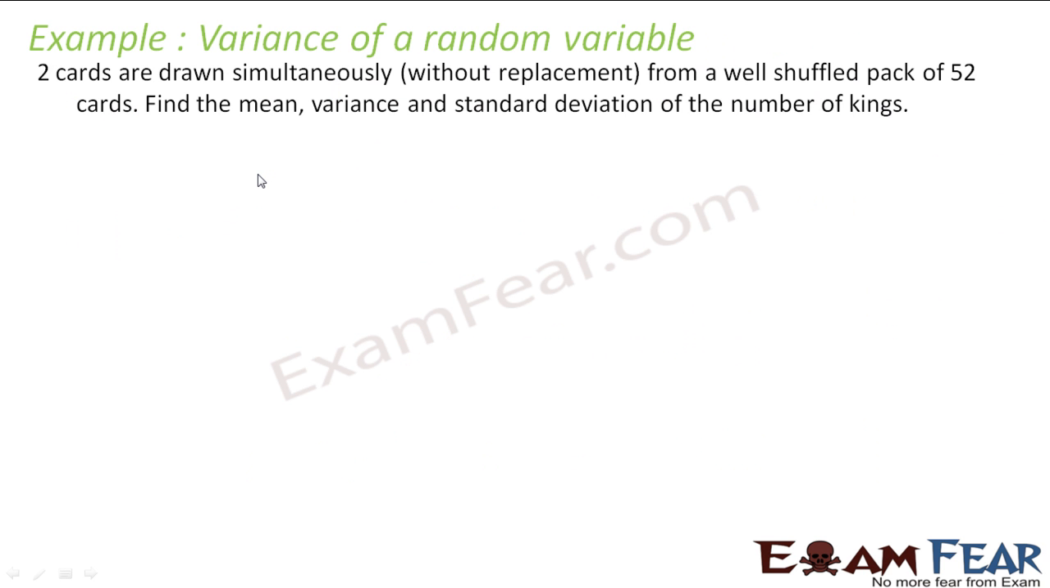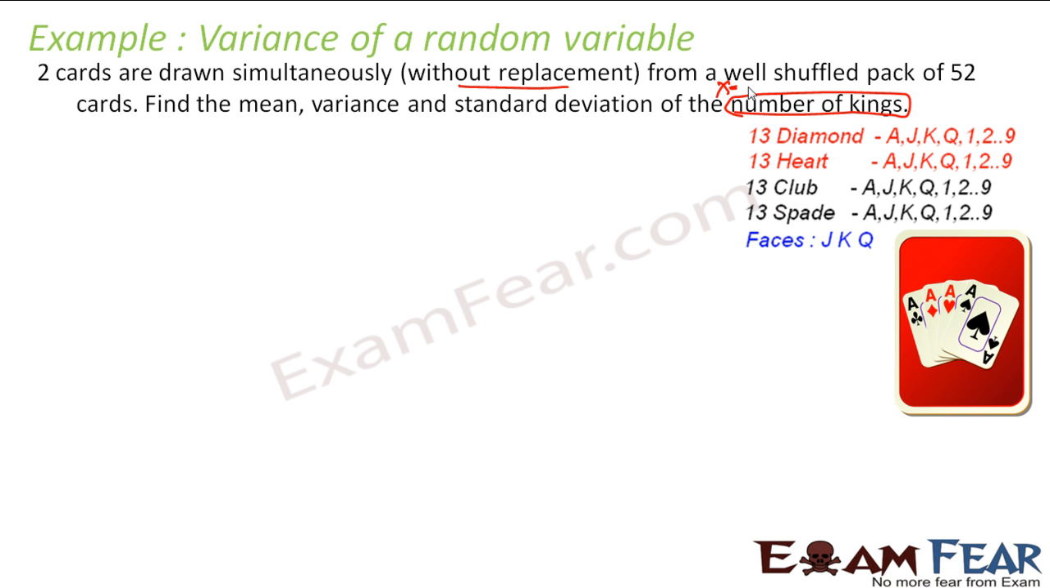So the question says 2 cards are drawn without replacement. Please note it's without replacement from a well-shuffled pack of 52 cards. Find the mean, variance and standard deviation for the number of kings. So where X here is the number of kings. In a pack of cards there are 4 kings.